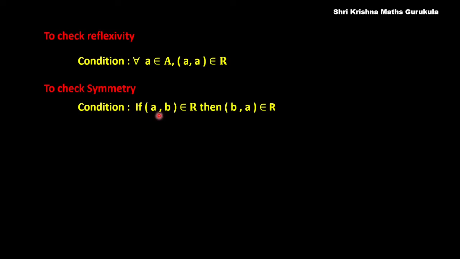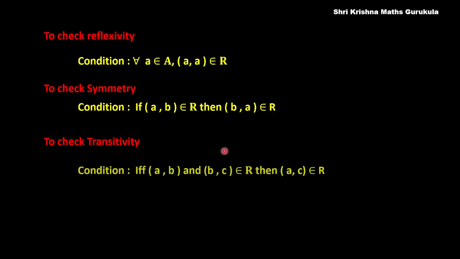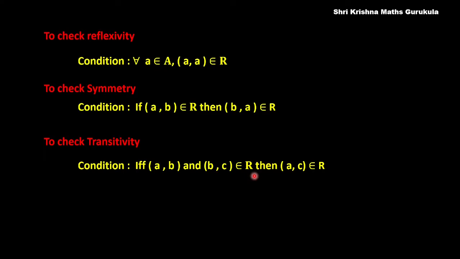To check the symmetry, if there is an ordered pair like (a, b), then (b, a) should also be there in the relation. Then only the relation is symmetric. And to check the transitivity, if (a, b) and (b, c) belong to the relation, then we should have (a, c). We should have an ordered pair whose first element is the same as the second element of this ordered pair. Then we can look for an ordered pair (a, c) in the relation. Then it is a transitive relation. If these two exist and (a, c) does not belong to the relation, then it is not a transitive relation.